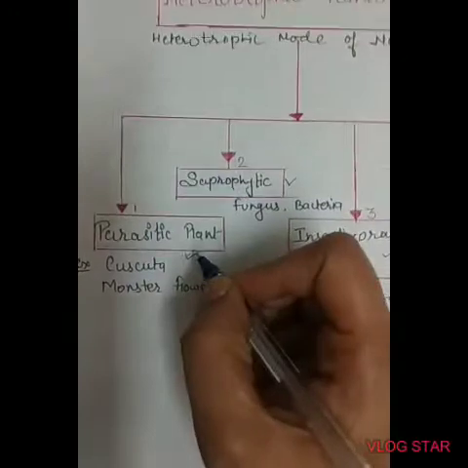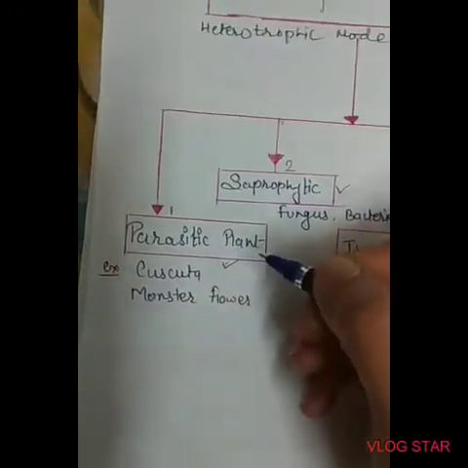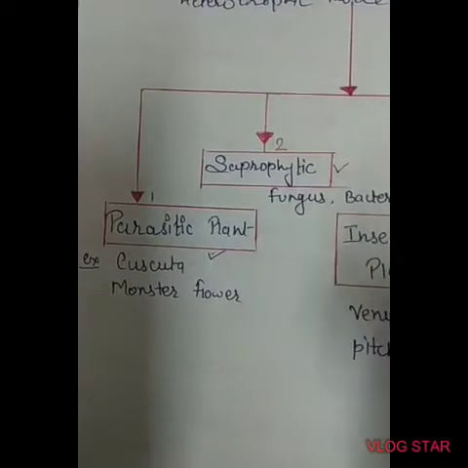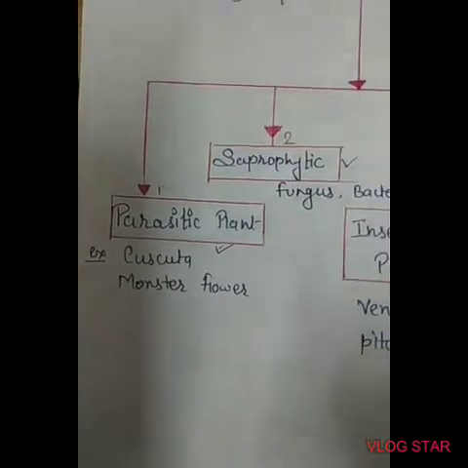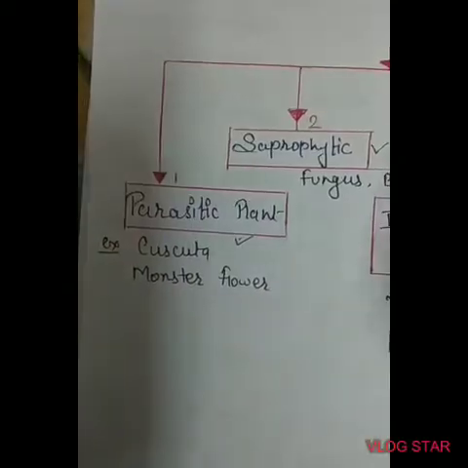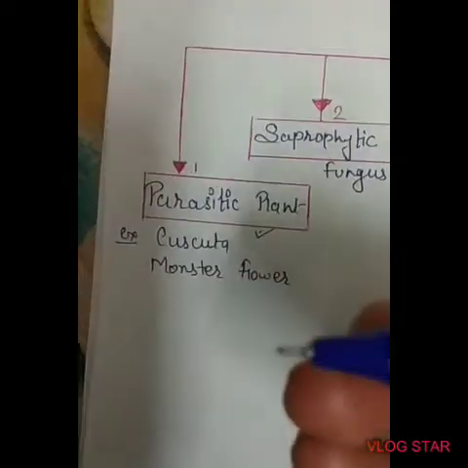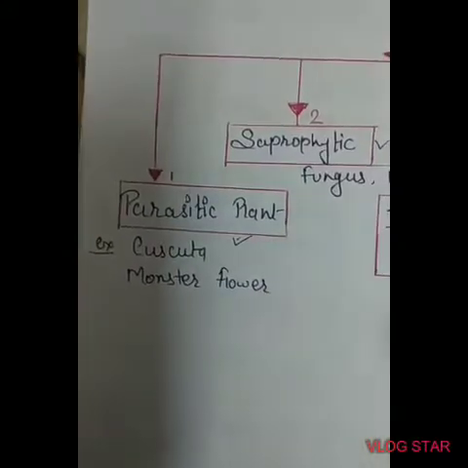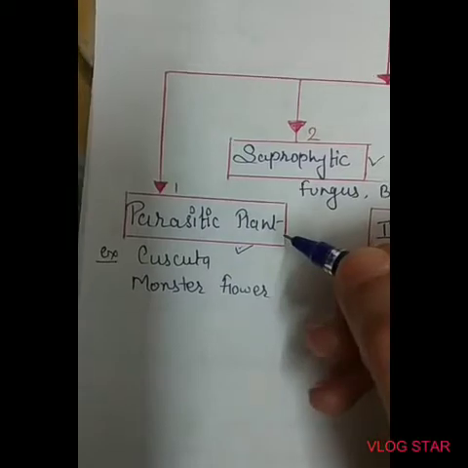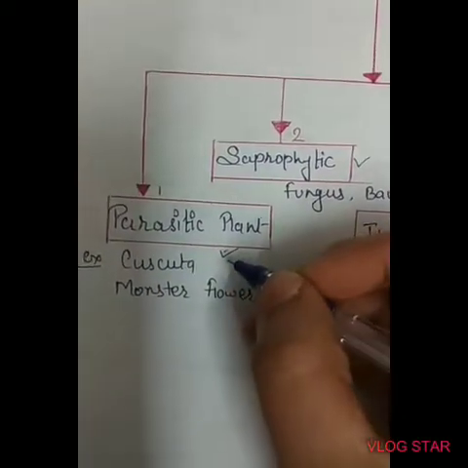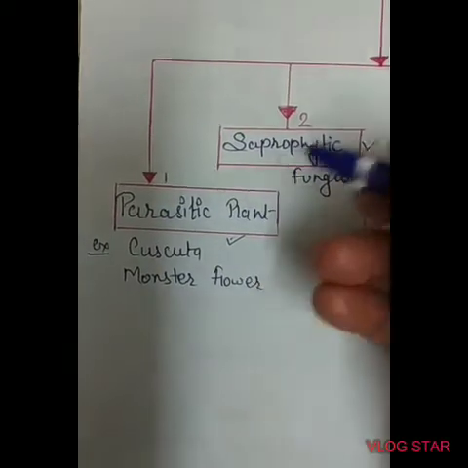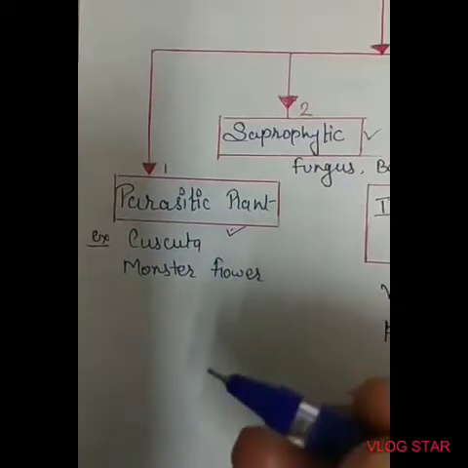Okay. So, the first one is the parasitic plant. A parasitic plant derives its nutritional requirement, its food, from another living plant. So, this type of plant nutrition is called the parasitic mode of nutrition in plants. It takes ready-made food from the host plant. And so that's why it is called a parasite.